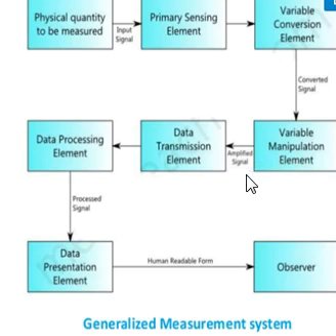Then the amplified or manipulated signal is transmitted to the data transmission element. In the data transmission element, the signal is transmitted from one location to another. It can be transmitted by a cable, or from one computer to another computer. In some cases where it is not possible to process the signal directly, we can transmit it by using various elements. That is the data transmission element.